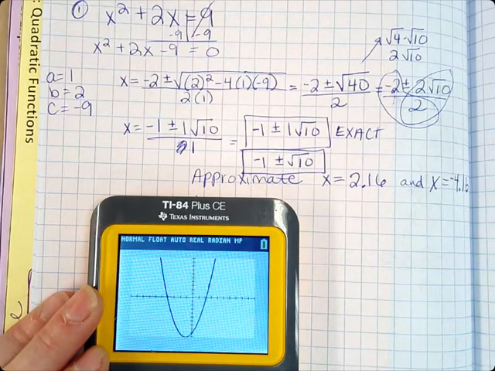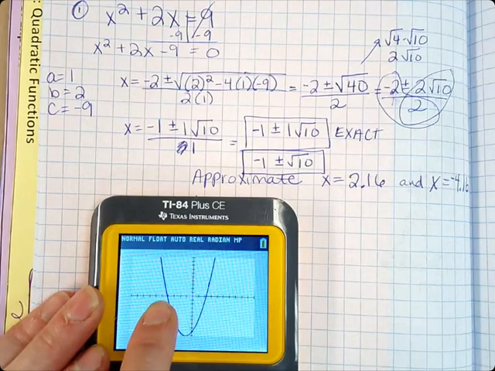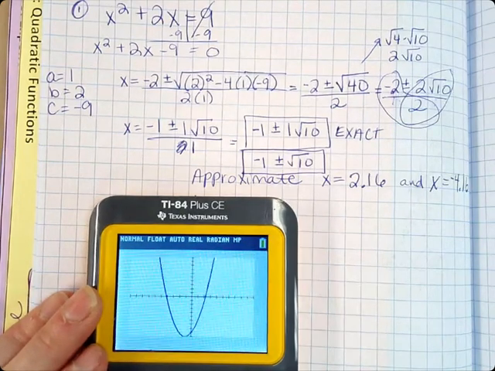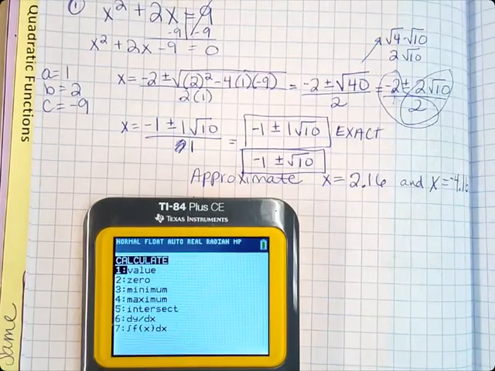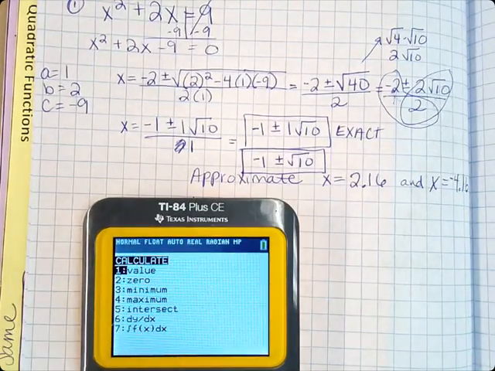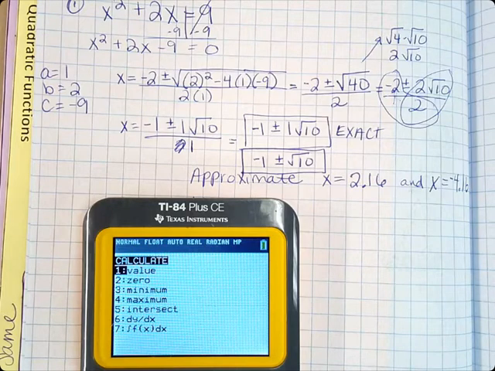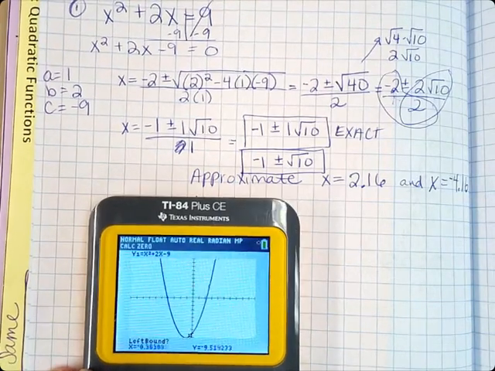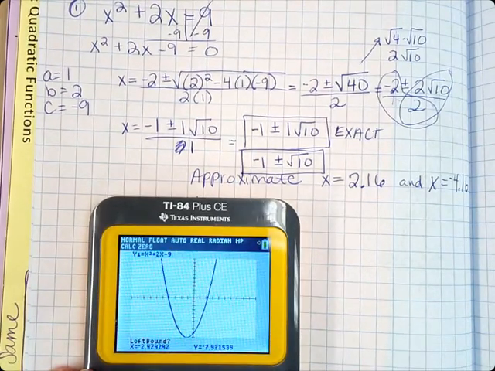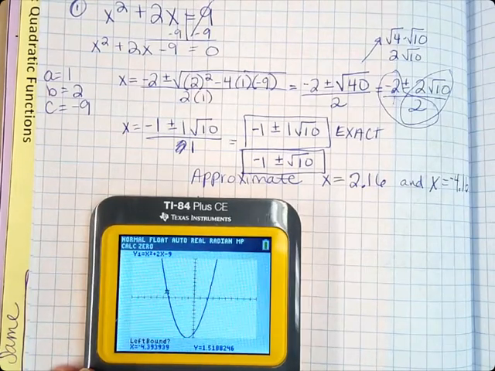Okay, so let's find the 0 over here. So we do second trace. Everybody should be doing this with me because it's important that you practice these steps so that whenever you're doing a problem on your own, you can do it on your own. So practice the steps. We're finding the 0. So I want to go to my 0. I have to do this twice because I have 2 different zeros I'm trying to find.